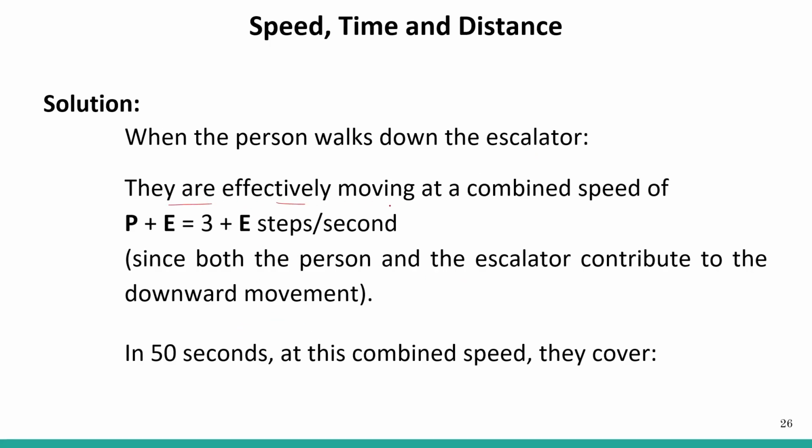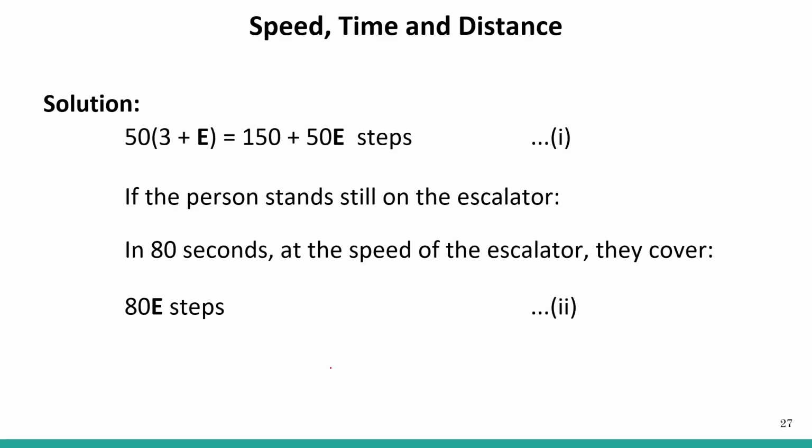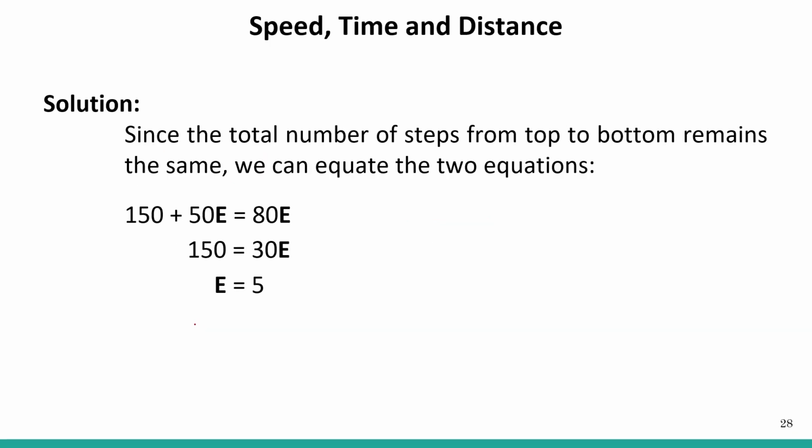So they are effectively moving at a combined speed of what? p plus e, which is equal to 3 plus e steps per second. Since both the person and the escalator contribute to the downward movement, their direction is the same, so their speeds add up. In 50 seconds, the combined speed covers 50 into (3 plus e), which is equal to 150 plus 50e steps. If the person stands still on this escalator, in 80 seconds at the speed of the escalator, they will cover 80e steps.